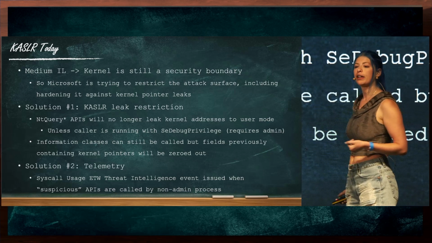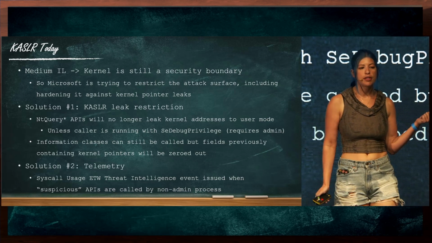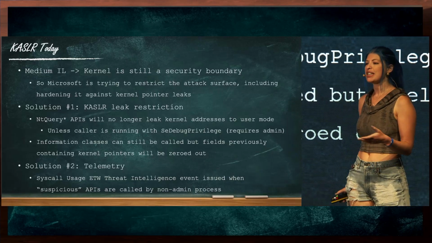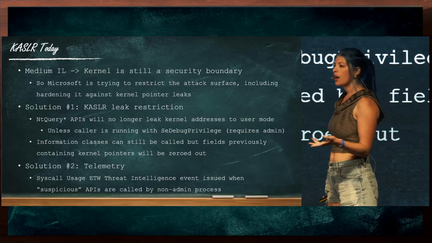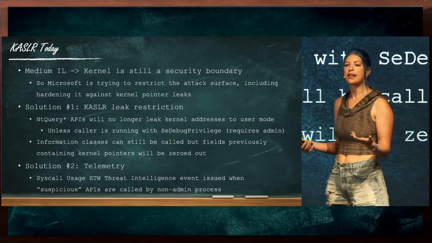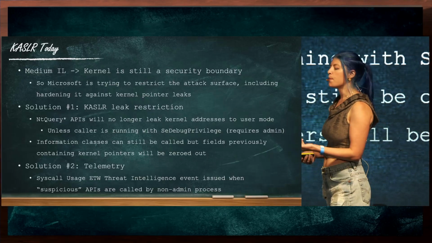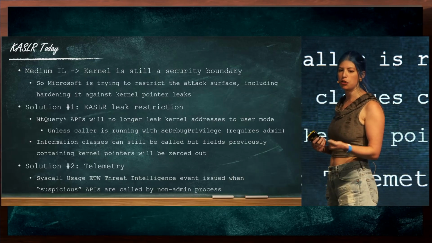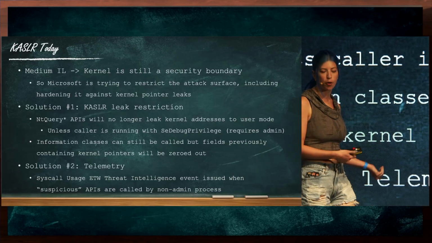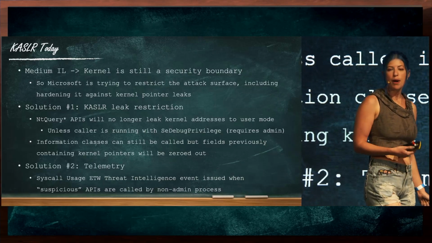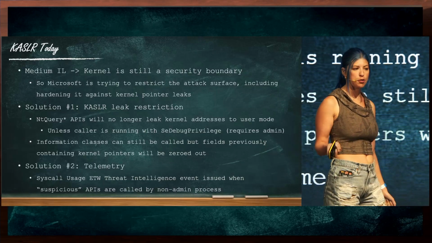So these are well known. And for a few years now, those have been restricted. So you can only call them from a medium integrity level process, which is a normal process. It means you can't call them from a sandboxed process, from most browser or Office processes. But if you're running as a regular application, you can still call them and you can still leak kernel pointers, which is still not great. So more recently, Microsoft decided to harden those restrictions.